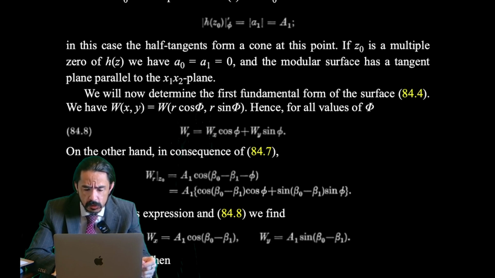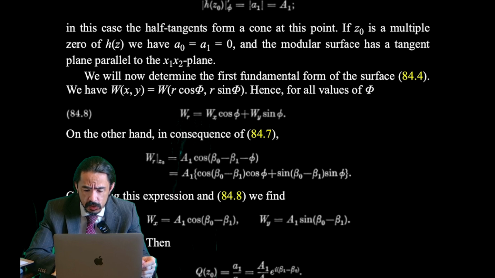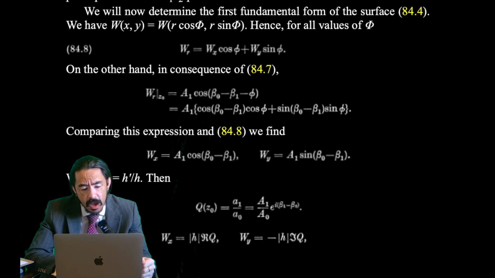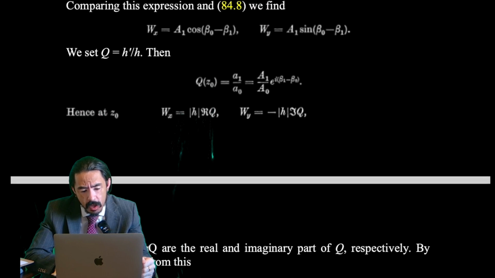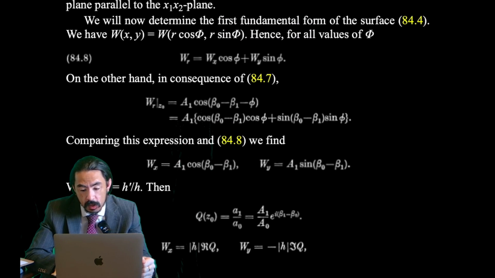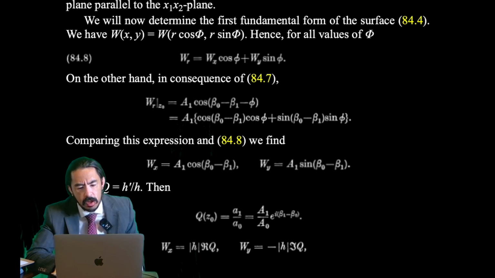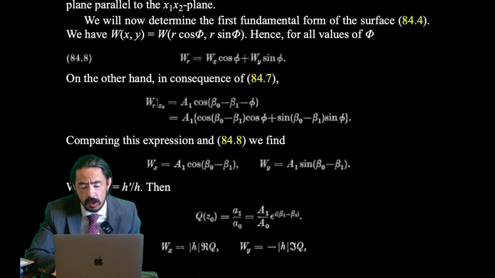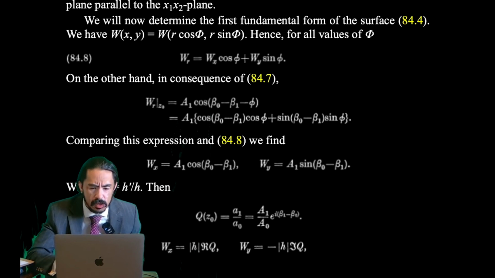We will now determine the first fundamental form of the surface, which is defined above in the beginning of the section. We have that capital W in terms of x and y being the components of a complex variable is equal to capital W in terms of r cosine phi and r sine phi. Hence, for all values of phi, we have that capital W sub r is equal to capital W sub x times cosine phi plus capital W sub y times sine of phi. This is all very standard stuff.